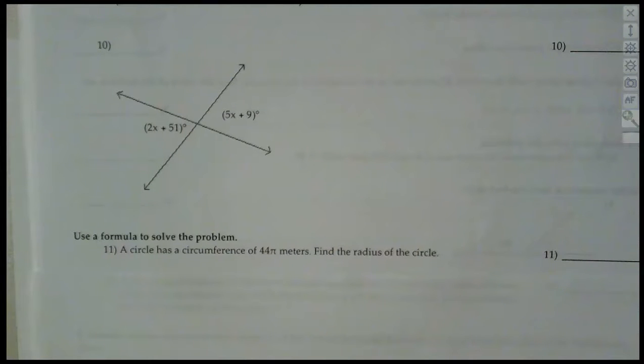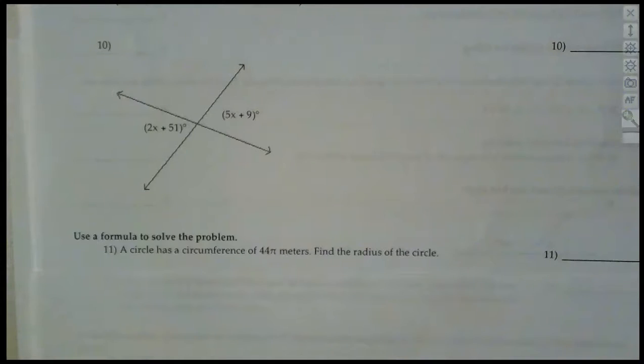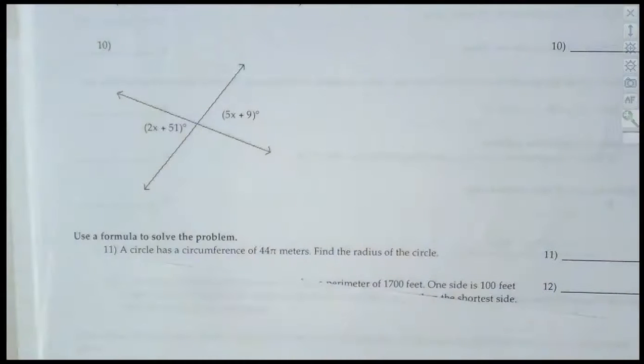A circle has a circumference of 44 pi meters. Find the radius of the circle. So when I read that, what am I looking for? Well, I'm looking for a circle. So let's go to the back cover of our textbook, and we're going to be using the circumference and the radius.